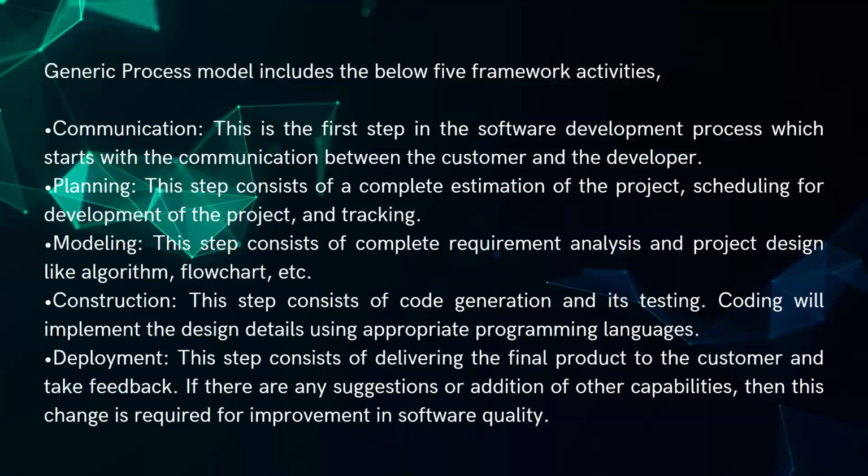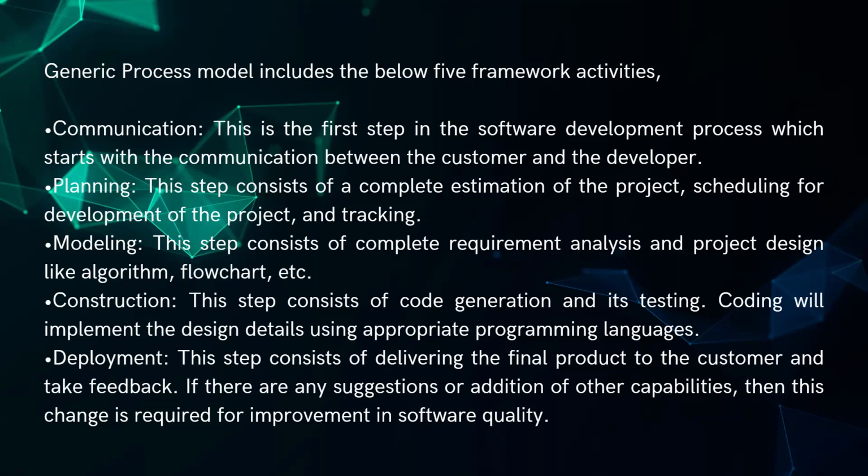Generic process model includes the below five framework activities that are communication, planning, modeling, construction, and deployment. Let's see the first framework. Communication. This is the first step in the software development process, which starts with the communication between the customer and the developer. Next, planning. This step consists of a complete estimation of the project, scheduling for development of the project, and tracking. Modeling. This step consists of complete requirement analysis and project design like algorithm, flowchart, etc.